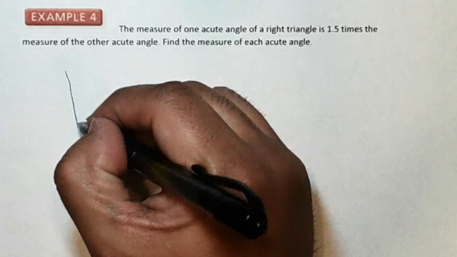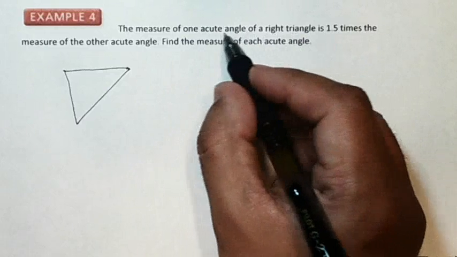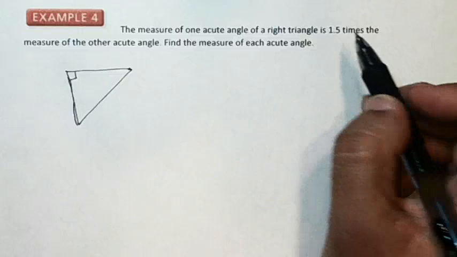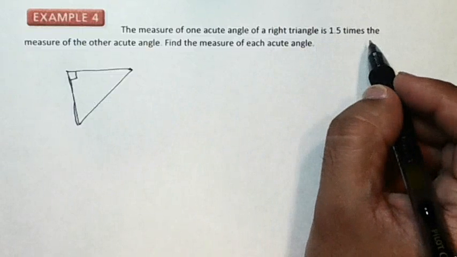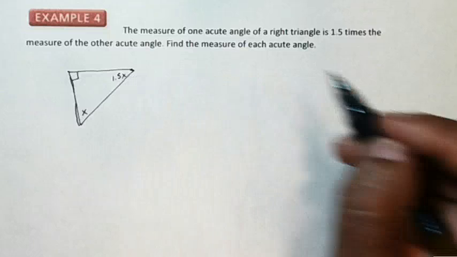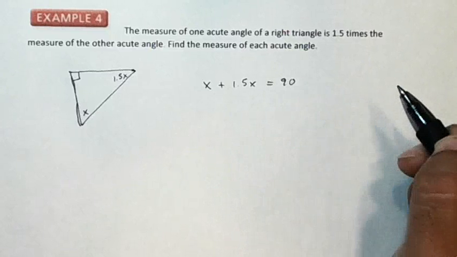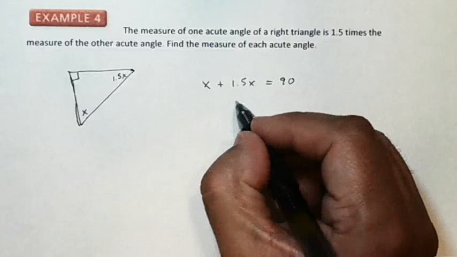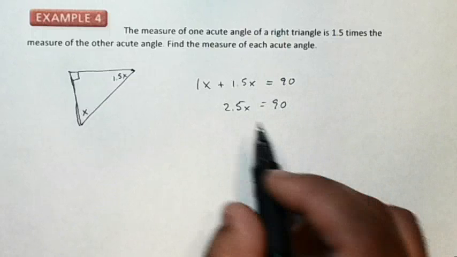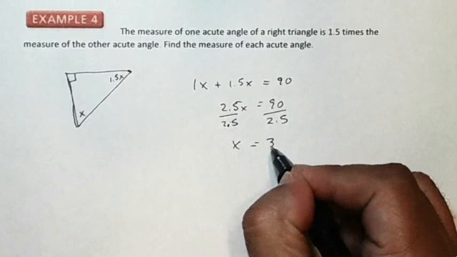Alright, a good strategy for geometry is to go ahead and draw this out. So I know it's an acute angle. I know it's a right triangle. So I know one of the angles is 90, and one angle is 1.5 times the measure of the other angle. So if I let this angle be x, the other one is 1.5x because it's 1.5 times bigger. So I would set this up as x plus 1.5x equals 90 using the corollary. Remember that there's a 1 here, so this is 2.5x equals 90. And then I divide by 2.5. And that tells me that x is 36.